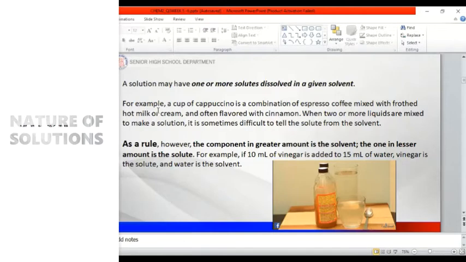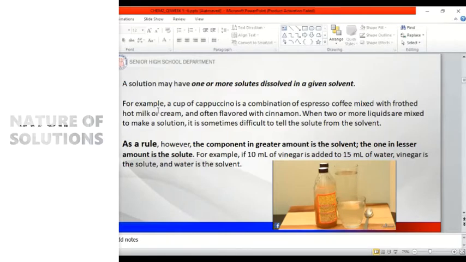When two or more liquids are mixed to make a solution, it's sometimes difficult to tell the solute from the solvent. When you mix, for example, the cappuccino with espresso coffee and hot milk, you can no longer tell which is the solute being combined with a particular solvent. As a rule, however, in a solution there should be a greater amount of the solvent than the solute. The one which is lesser is the solute.